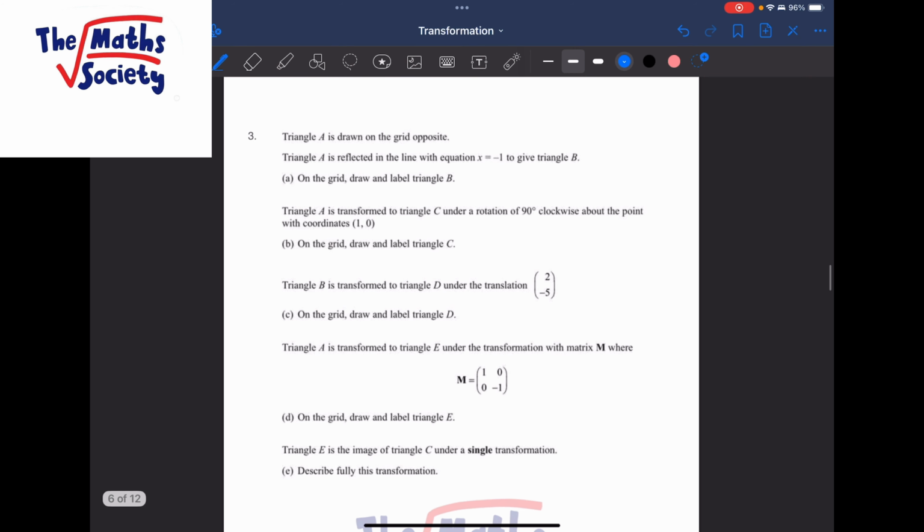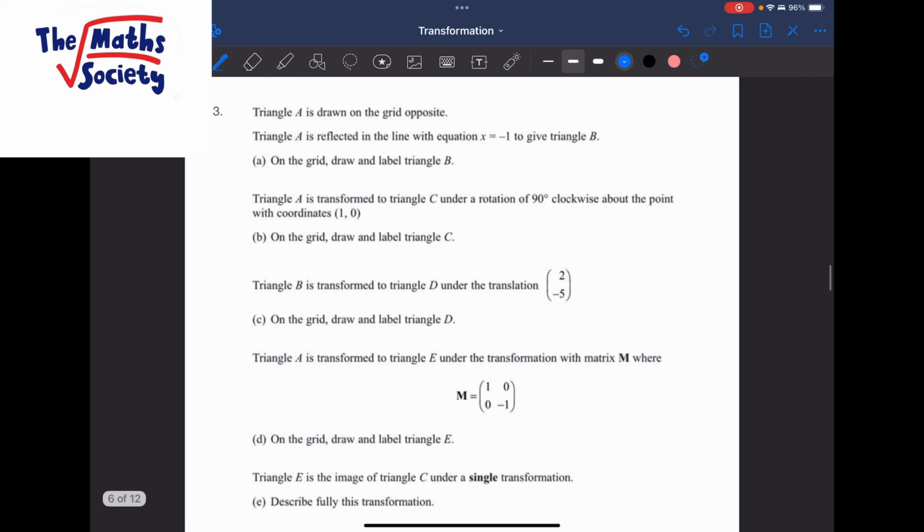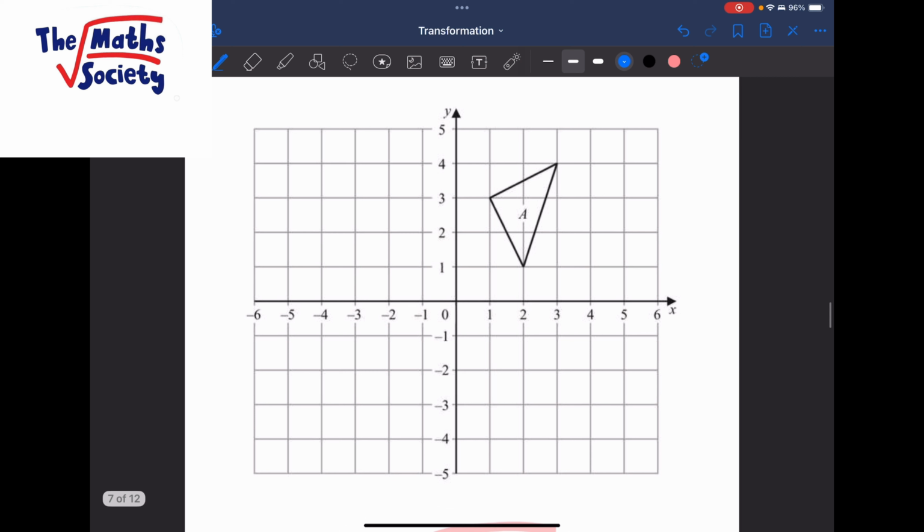Okay, so now off to question 3. Question 3 says that triangle A is drawn on the grid opposite. A is reflected in the line x equal to -1 to give triangle B. So we're going to do x equal to -1 again. So that's going to be here.